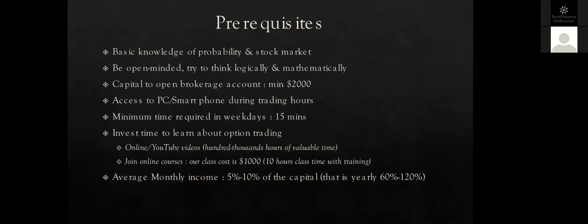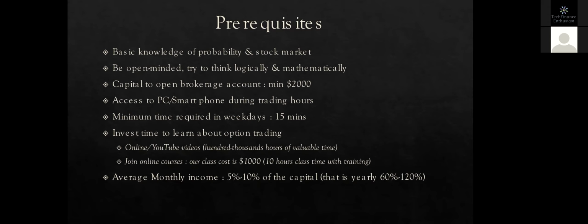So what prerequisites will you need if you want to start with the option market? You will need basic knowledge of probability and the stock market. Basic knowledge means you have to understand how probability works. If you know that the probability of event A occurring is 50% of the time and event B occurs 60% of the time, that means you can safely assume that event B will most likely occur more than event A if you run the experiment a large number of times.